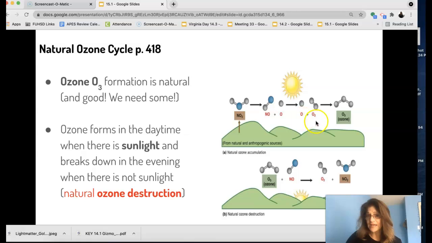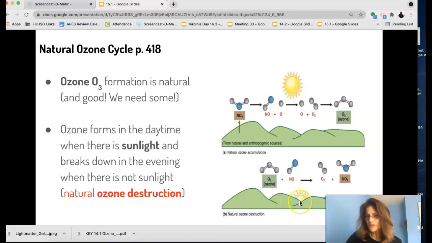These free oxygen atoms can now combine with O2 gas in the atmosphere, in the air, and create ozone. That's the natural formation of ozone at ground level. What's key to this chemical reaction is that it happens in the daytime when the sun is out. The sun is necessary for this reaction to take place.